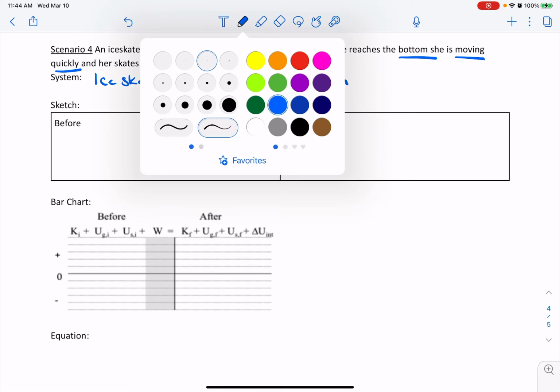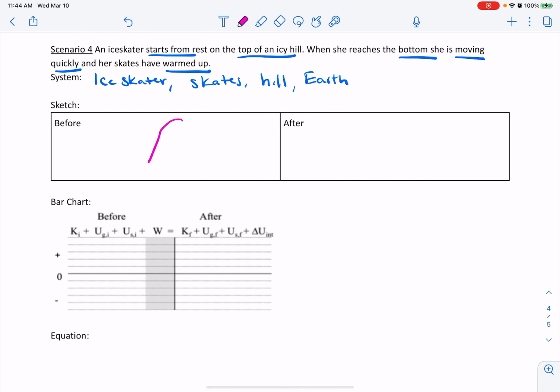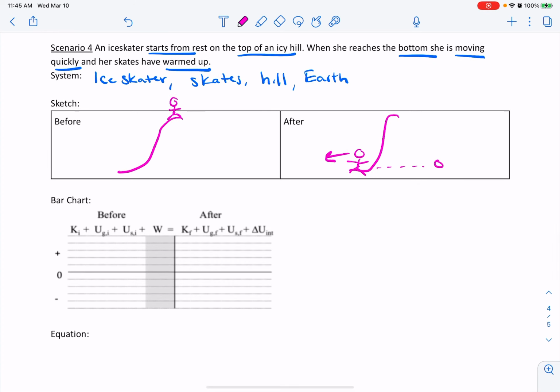Let's make our sketch. So she starts at the top of our hill from rest, so she's not moving. Okay. And when she reaches the bottom, she is moving quickly. Okay, and her skates have warmed up. We have to make our 0 point, so we're gonna make it the lowest point. So that's this point here. All right, let's take a look at our bar chart.